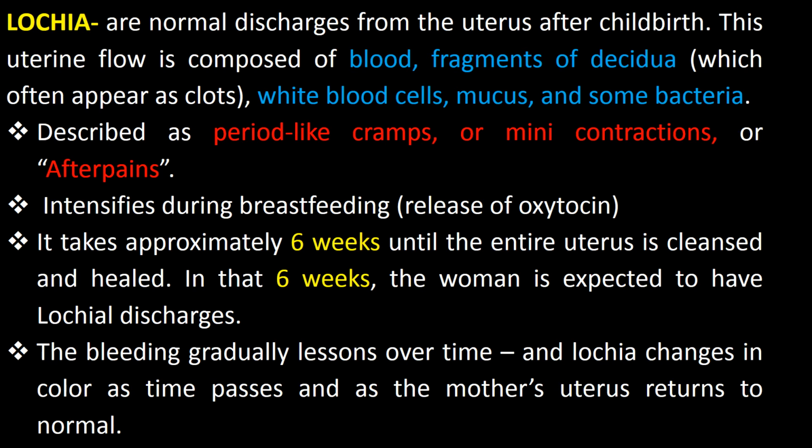In those 6 weeks, the woman is also expected to have vaginal discharges that vary in color. So the lochia does not have just one appearance. It changes depending on the period of time during the postpartum. The bleeding gradually lessens over time, and the lochia changes in color as time passes and as the mother's uterus returns to its normal size and position.